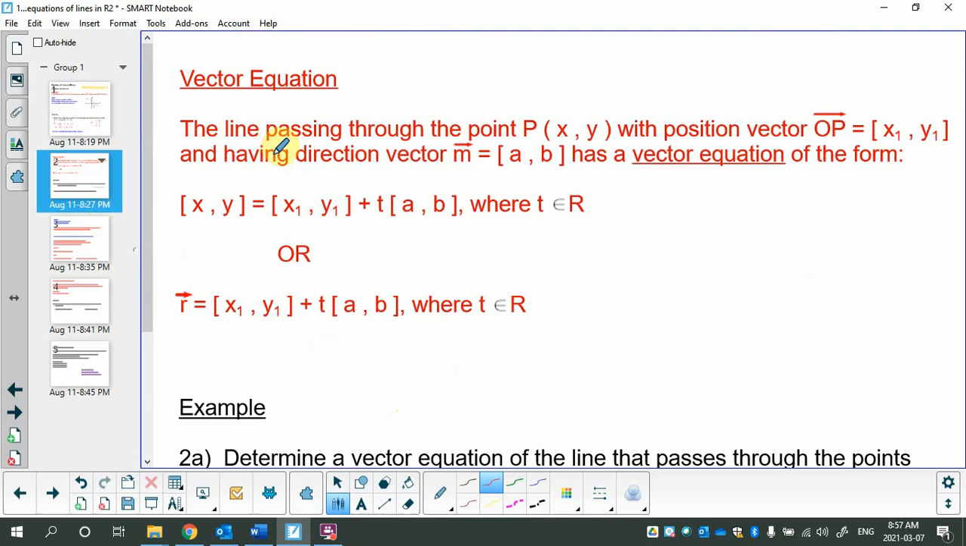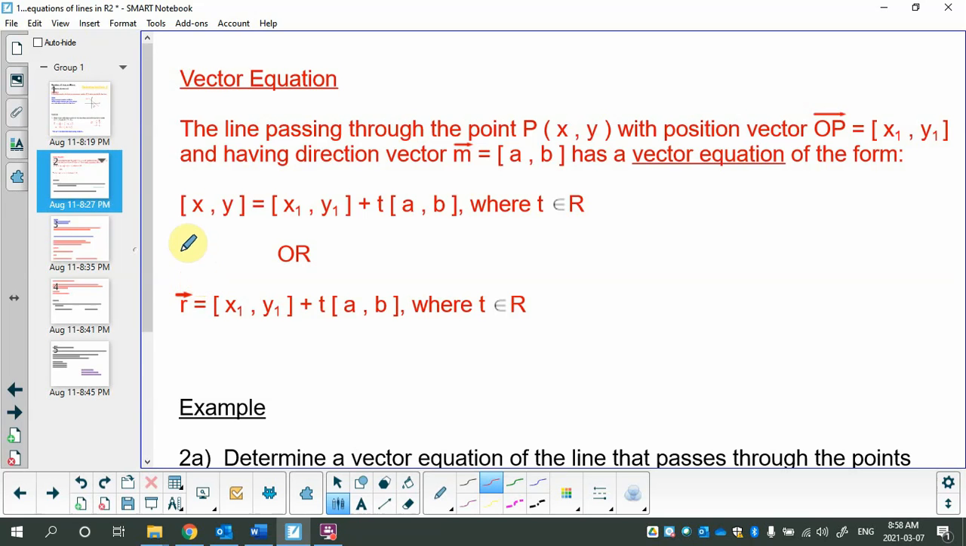A vector equation can be written in 2 ways. You can either write [x, y] in square brackets equals a position vector [x1, y1] plus some value that is a scalar, t, multiplied by the vector m. So this right here is vector m. That's your setup. Alternatively, you don't have to write x, y. You could write r with the vector hat on top of it.